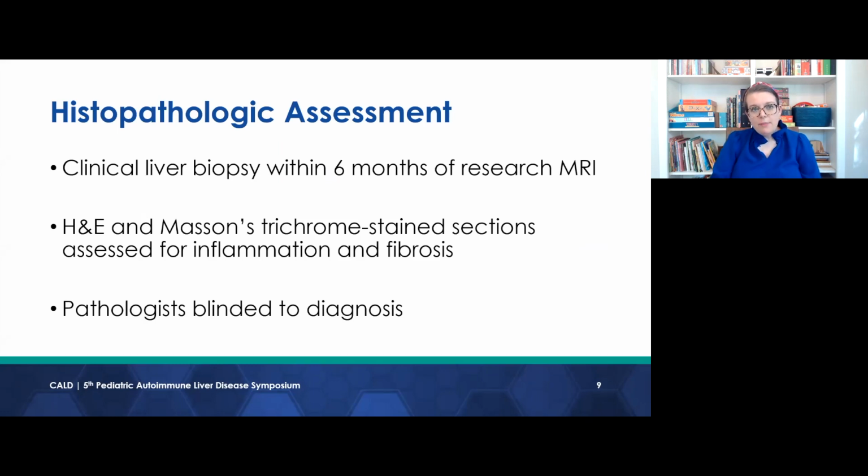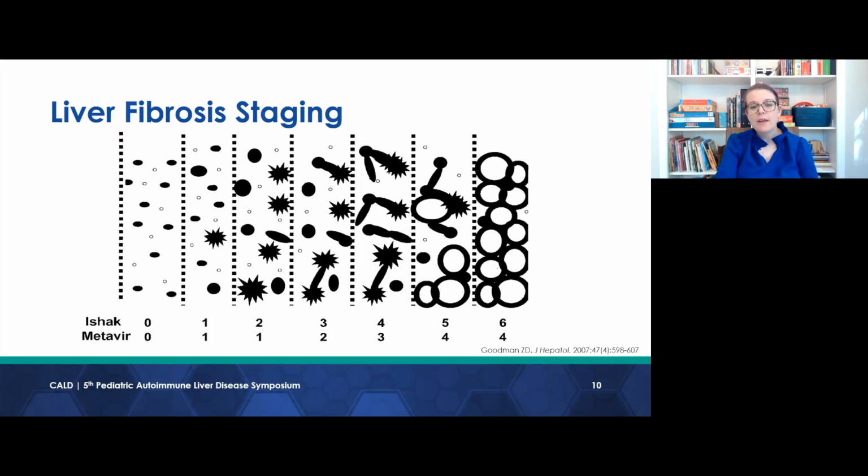So taking a look at the histopathologic assessment of the liver tissue, for patients who've had a clinical liver biopsy within 6 months of a research MRI, the H&E, which is the preliminary way of taking a look at liver biopsy, as well as the Masson's trichrome stain sections, which you've already seen examples of, are assessed for inflammation and fibrosis by pathologists who are blinded to the diagnosis associated with the liver tissue.